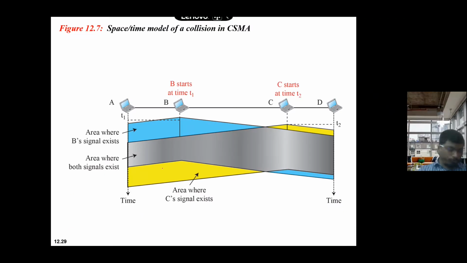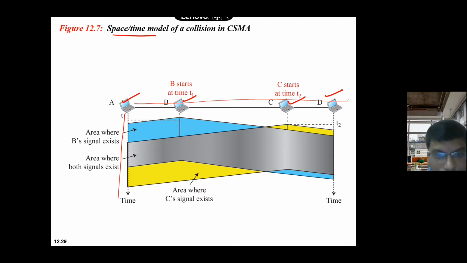So we will look at it from a good 2D perspective of how the signal is actually filling the medium. This is called a space-time model, which is used to model how the collision can happen. So there are 4 stations, A, B, C, and D, tied onto the bus. This is a common medium, a bus medium. Please understand this. Now the vertical scale is your time axis, and the horizontal is your space where your signal travels. Now look at this.